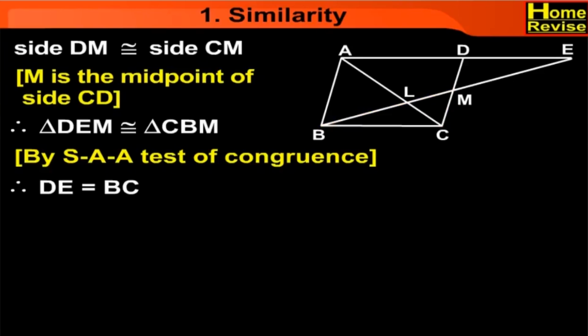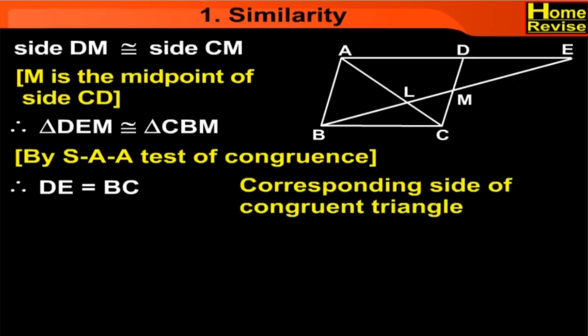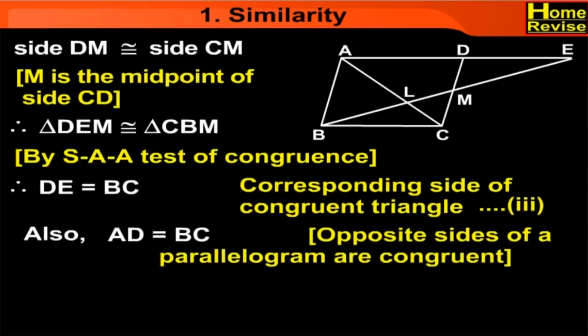Therefore, we can say that DE is equal to BC. Reason: corresponding sides of congruent triangles. Let this be equation number 3. Also, AD is equal to BC. Reason: opposite sides of parallelogram are congruent. Let this be equation number 4.